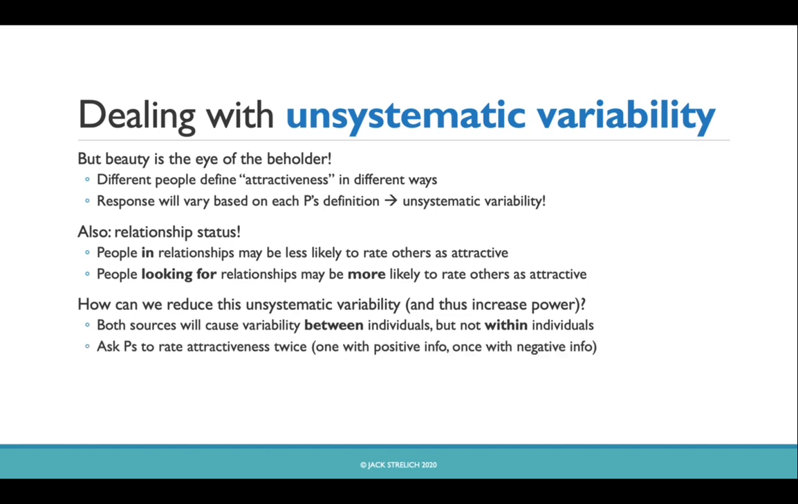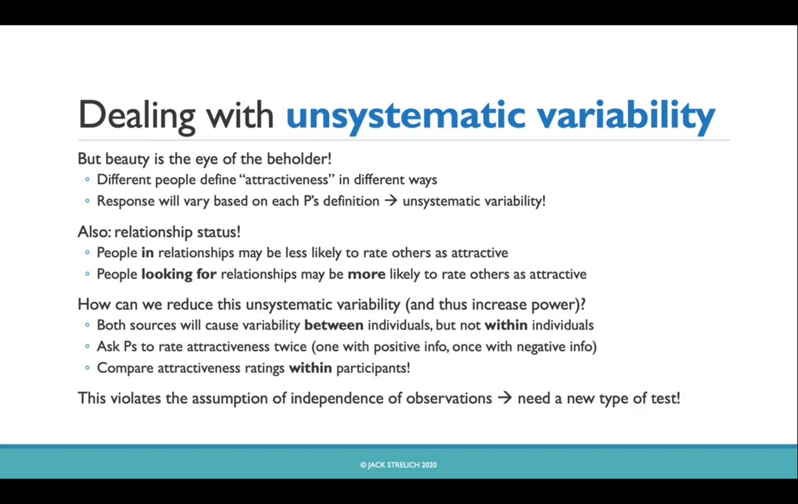So, we could ask participants to rate attractiveness twice, once on a photo coupled with positive info, and once on a photo coupled with negative info, and then compare attractiveness ratings within participants. This could help us to reduce unsystematic variability in our data. However, doing so would violate the assumption of the independence of observations, and this means that we cannot use an independent samples t-test. Instead, we need a new type of test.